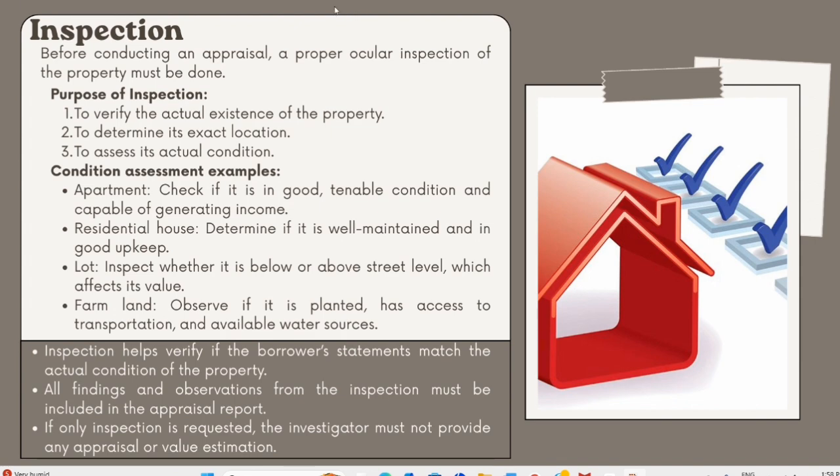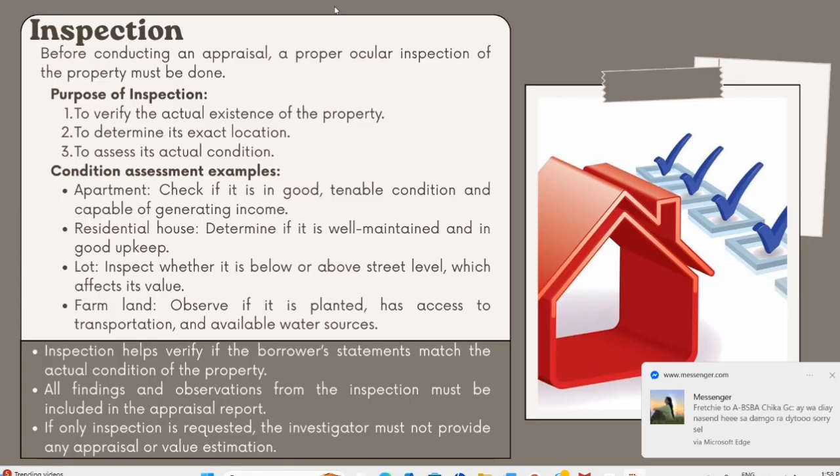We also have other condition assessment examples here. For apartments, check if it is in good, tenable condition and capable of generating income. Residential house, determine if it is well maintained and in good upkeep. Lot, inspect whether it is below or above street level, which affects its value. Farmland, observe if it is planted, has access to transportation, and available water sources.